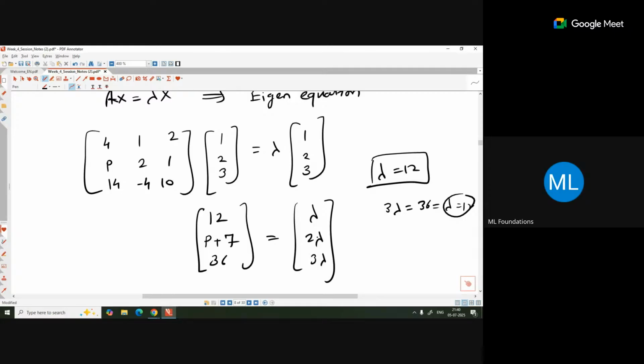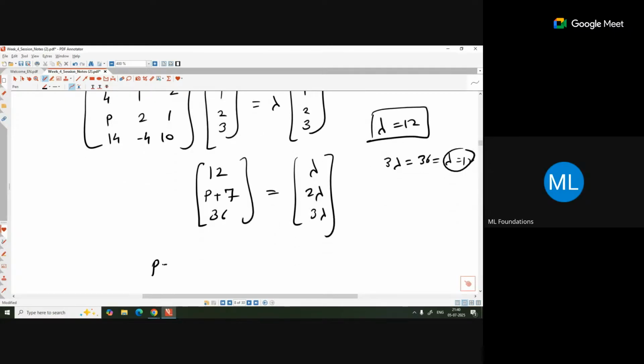Now I know lambda equals 12, that means P plus 7 equals 24, right? 2 times lambda. That gives me P as 17. That's how you have to solve this.